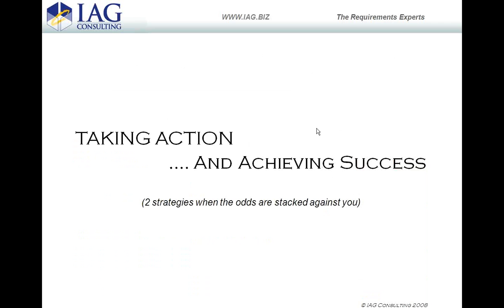So, taking action and achieving success. Once in a while, you're going to flunk the test, right? You're going to have four checks in the red, and you're going to say, okay, ouch, what am I going to do about that? So here are some ideas for you: two strategies to use when the odds are stacked against you. And I'm going to have to move a little faster so I can get done by the end of this, because it's going to happen from time to time.